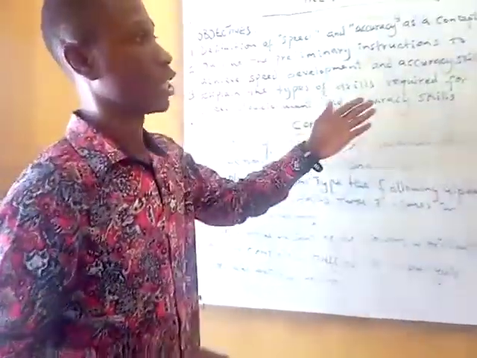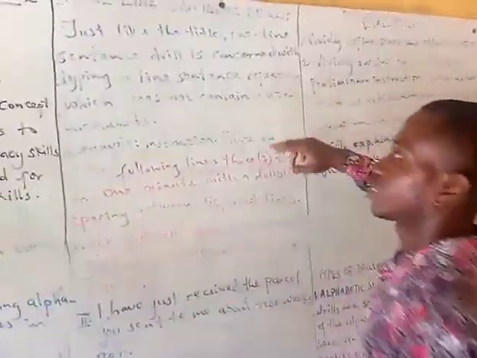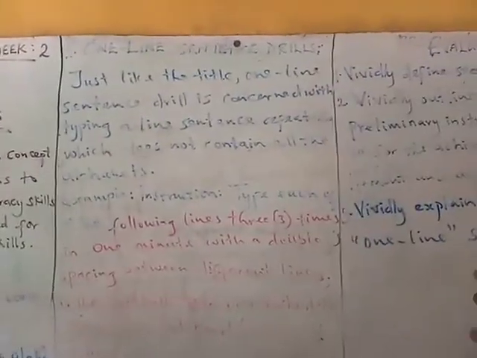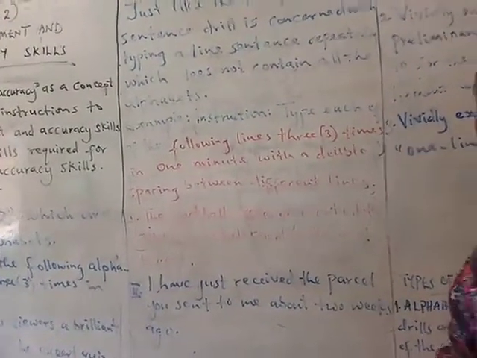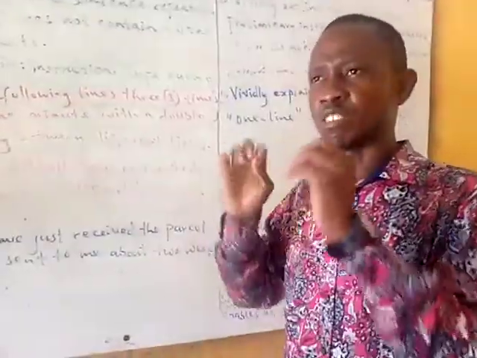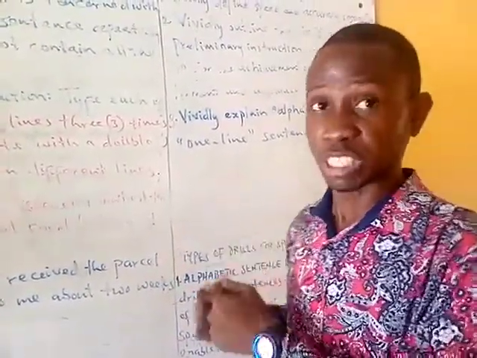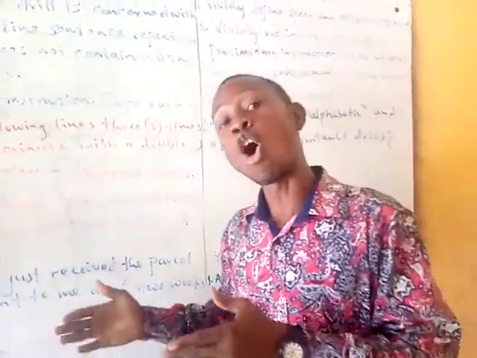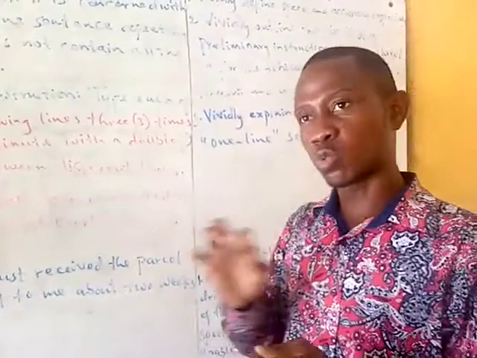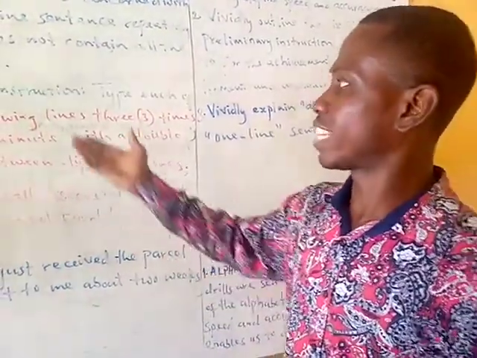So we are going straight to the next one, which is the one-line sentence drill. Just like the title, one-line sentence drills are concerned with typing a line sentence repeatedly. Now, unlike the alphabetic sentence drills, this one-line sentence drill does not necessarily include all the alphabets, because it's just one line, usually short. Let's look at the example here.